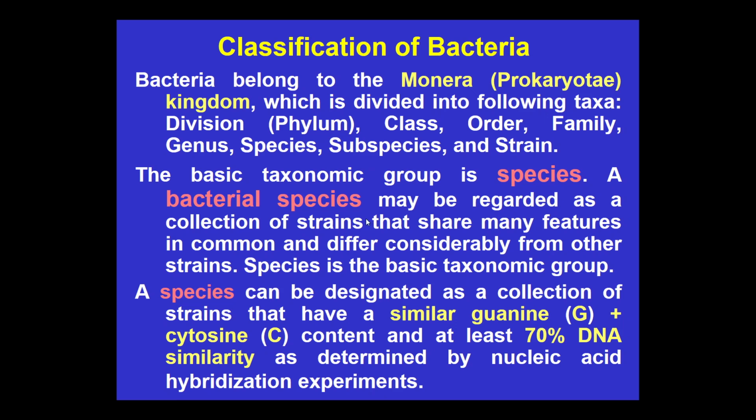A bacterial species may be regarded as a collection of strains that share many features in common and differ considerably from other strains. Species is the basic taxonomic group. It can be designated as a collection of strains that have a similar guanine-cytosine content and at least 70% DNA similarity as determined by nucleic acid hybridization experiments.